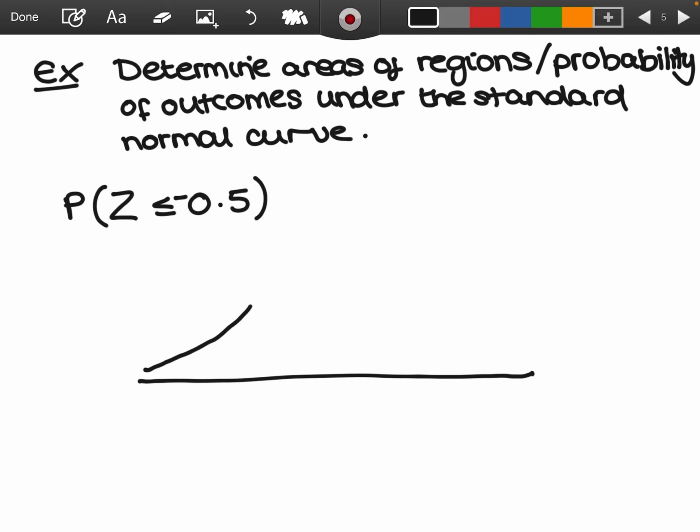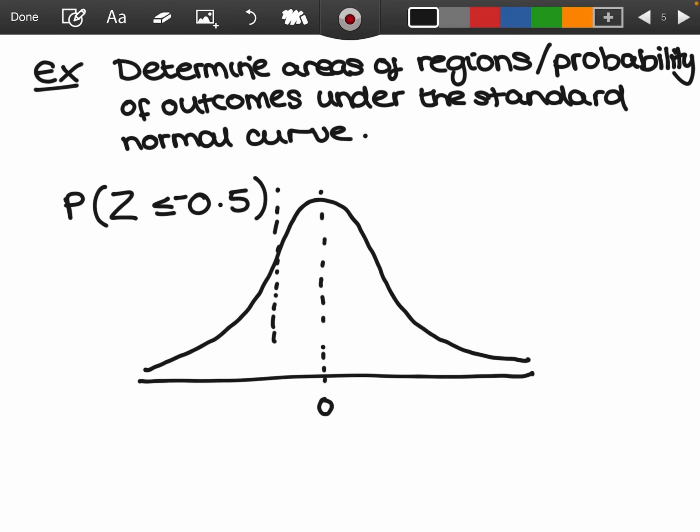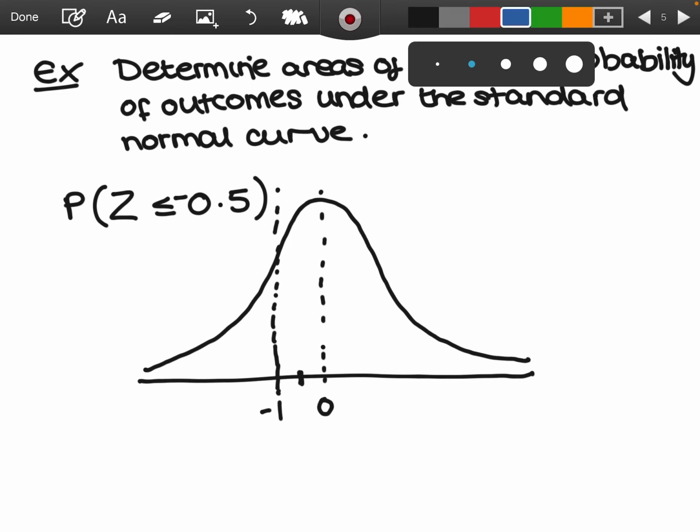I'll tell you about z in a second because that's a notational thing. But in terms of, again, we're doing the standard normal curve here. I'm not looking at anything other than a mean of 0 and a standard deviation of 1. So if my mean of 0 is here, my standard deviation of 1 means that -1 would be roughly there in order to have 2/3 of my data points in the middle. So -0.5 is roughly here.